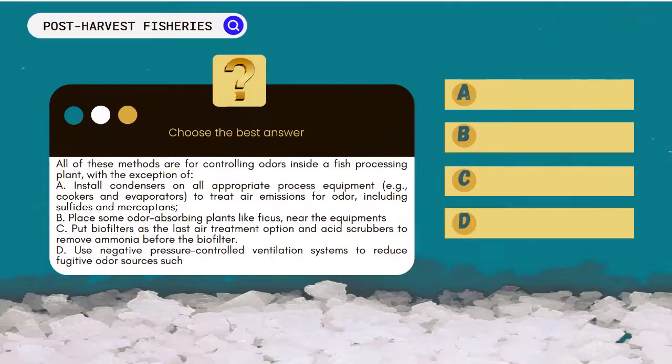All of these methods are for controlling odors inside a fish processing plant, with the exception of A. Install condensers on all appropriate process equipment, e.g., cookers and evaporators, to treat air emissions for odor, including sulfides and mercaptans. B. Place some odor-absorbing plants like ficus near the equipment. C. Put biofilters as the last air treatment option and acid scrubbers to remove ammonia before the biofilter. D. Use negative pressure-controlled ventilation systems to reduce fugitive odor sources such as open doors, open windows, and normal room ventilation.